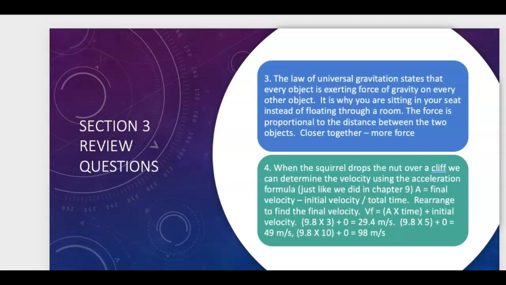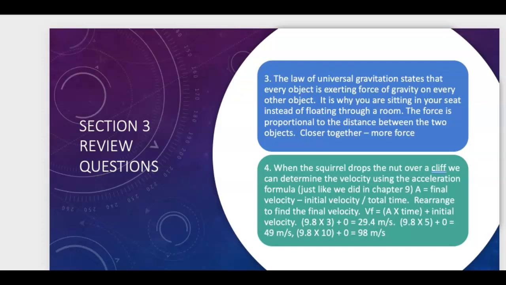Number 3 wanted to know what the law of universal gravitation is, and that's the law that says there's a force acting on every object using gravity, and it's why you're sitting in your seat instead of floating through a room. The force depends on the distance between the two objects. Closer together, more force. Farther apart, less force.